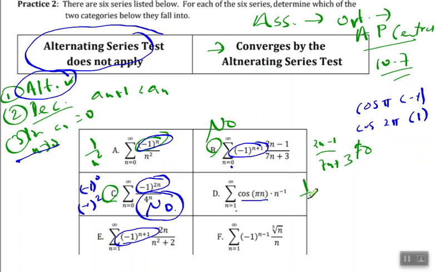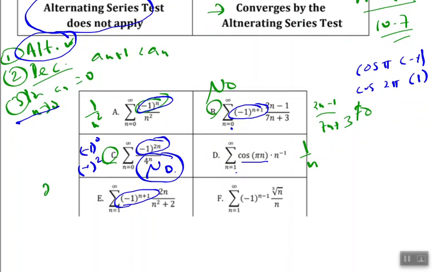For D, we have 1 over n. That limit is 0. For E, we're really looking at 2n over n squared plus 2. Yes, that limit is 0. The last one that we have is n to the 1/3 over n. That limit is 0. Okay? So the last thing that we have to figure out is, is it decreasing? And then we're going to put in yeses for all of those. So we have 2 no's.